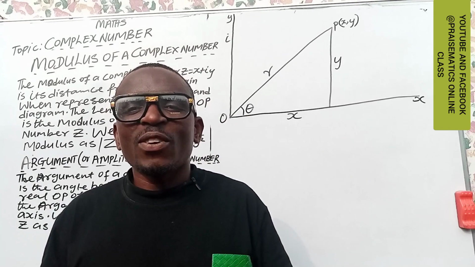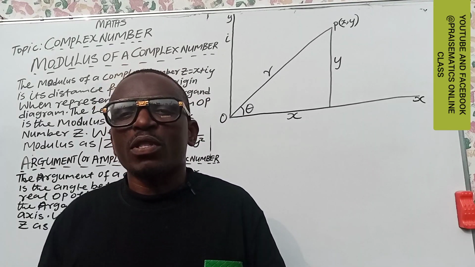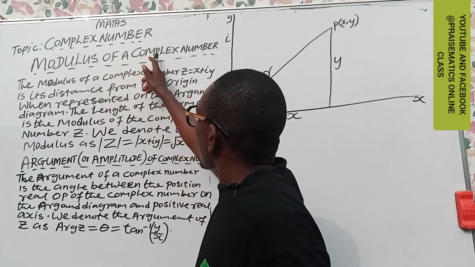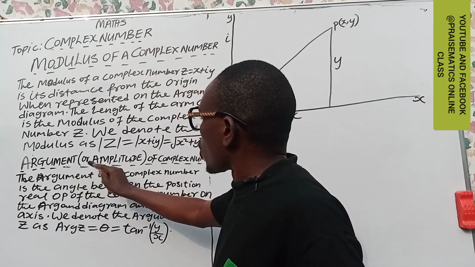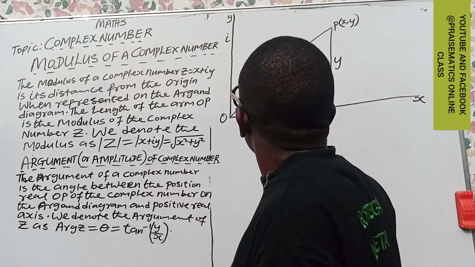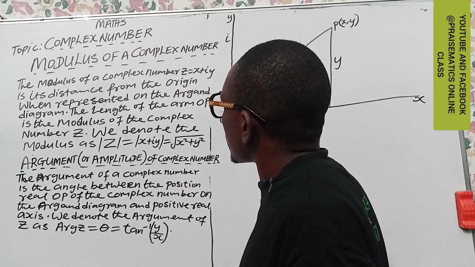In this class, we are going to look at the concept of what? The modulus of a complex number and the argument or amplitude of the complex number. So that is what we are going to look at now.